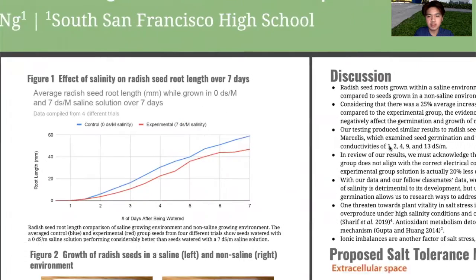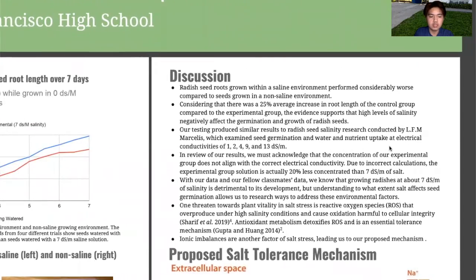Our findings were similar to that of LF Marcellus, which explored the effects of salinity on seed germination and water and nutrient uptake. However, it's important to acknowledge that while making our saline solutions, our calculations were incorrect. Our solution concentration wasn't correct, but when our results were compared to the article by Marcellus and the research of our classmates, we can conclude that salt stress, specifically at 7 decisiemens per meter, negatively affects the germination and root development of radish seeds. And further research gave insight into how salinity specifically affects plant growth.